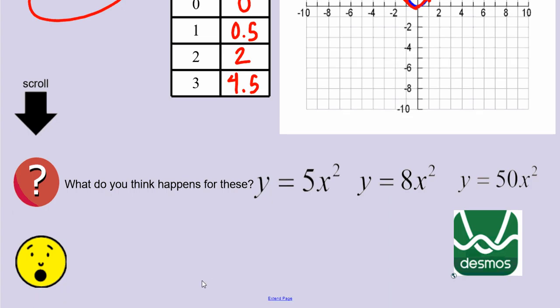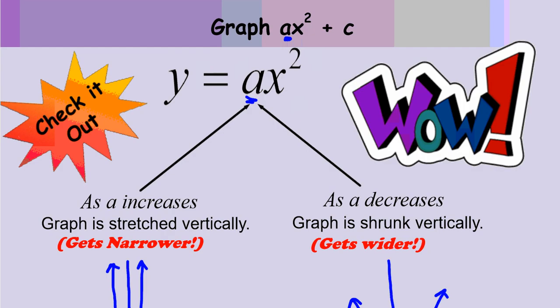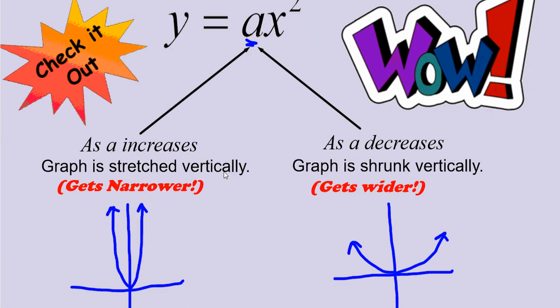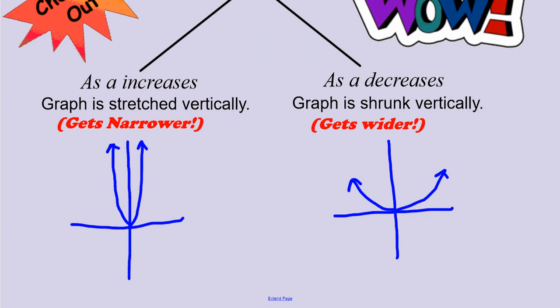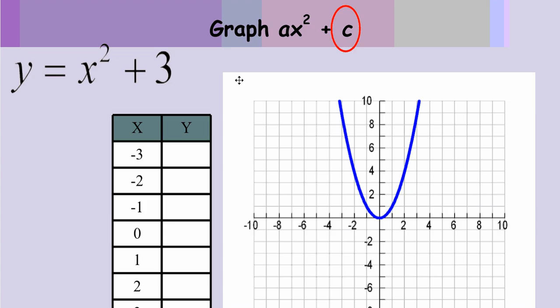So that's the role that A plays. A affects the steepness. So A is our steepness factor. In summary, as A increases, is bigger than 1, our graph gets narrower, gets steeper. As A decreases in between 0 and 1, the graph is shrunk vertically, it gets wider. So that's the role that A plays. A affects the steepness. Now let's see what C does.